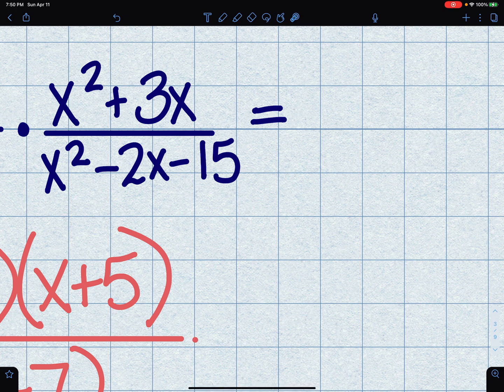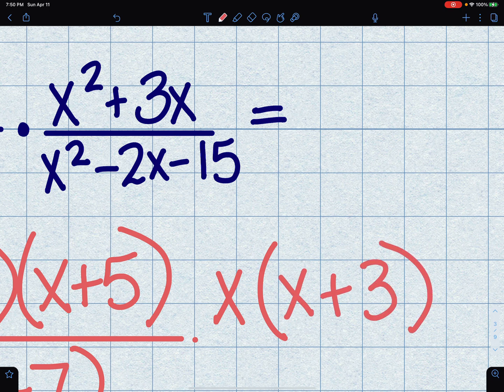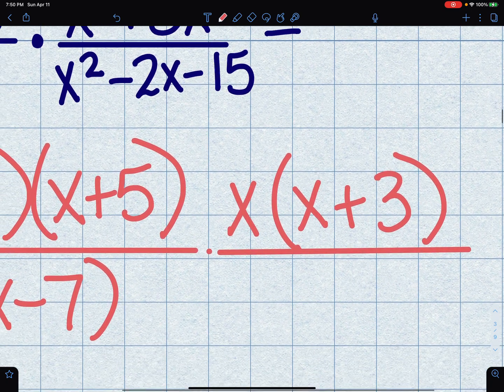And then how would we simplify this top one? Well, you can take out an x, right? So it's going to be x and then x plus 3, okay? And then the denominator is going to be this guy.